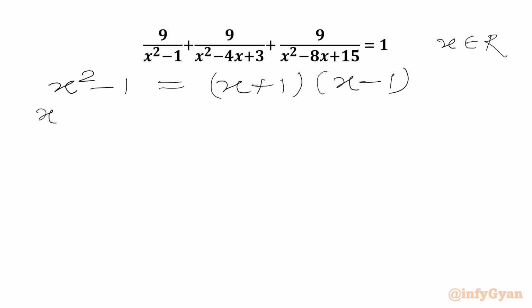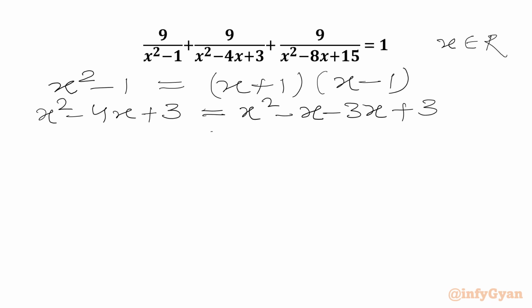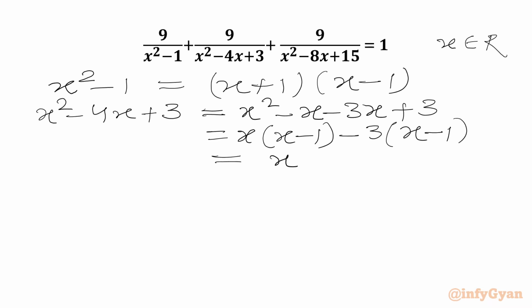Then we have x square minus 4x plus 3. We will split minus 4x, so we will be writing here minus x minus 3x, then we have plus 3. From first two terms we will take x common, so in the bracket we will write x minus 1. From last two terms minus 3 is common. We will retain the same bracket x minus 1. So our factorization for our denominator x square minus 4x plus 3 will be x minus 1 times x minus 3.